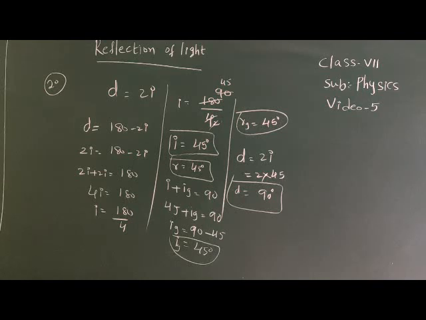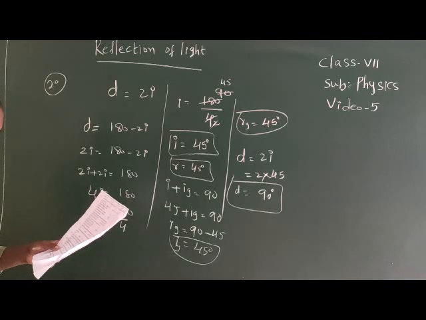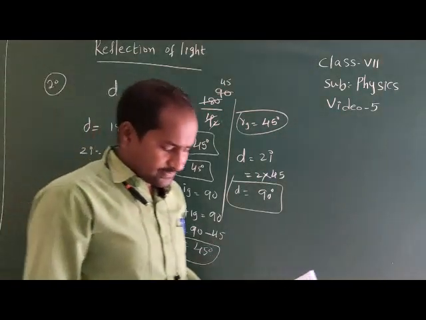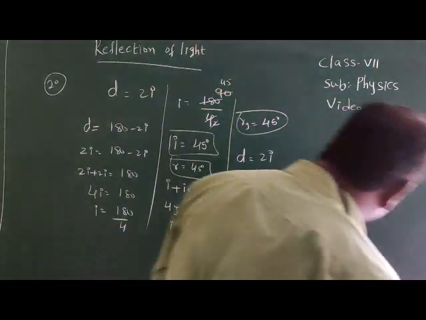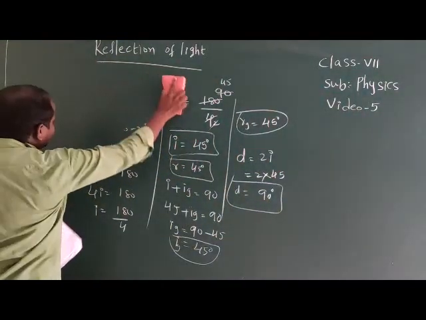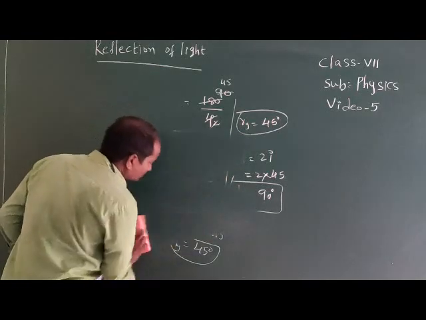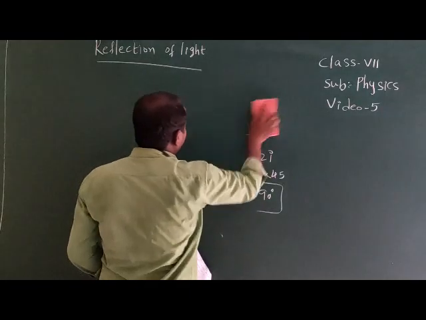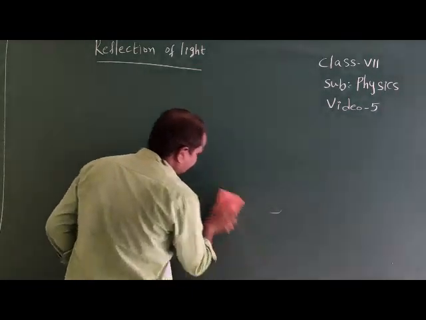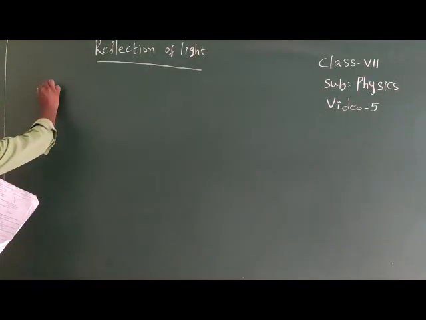Okay, next one. Question 21. A ray of light is incident normally on a plane mirror. Then what is the angle of deviation? We know that if a ray of light is incident normally on a plane mirror, then the angle of incidence is equal to 0. Therefore r is also 0. Listen once again, question number 21.